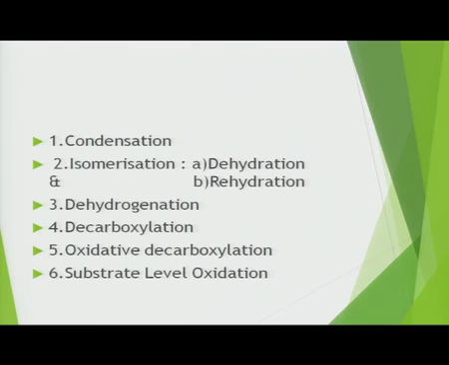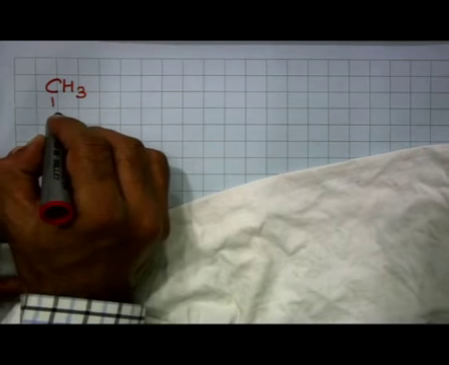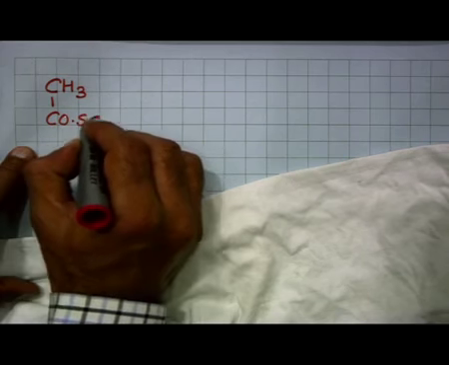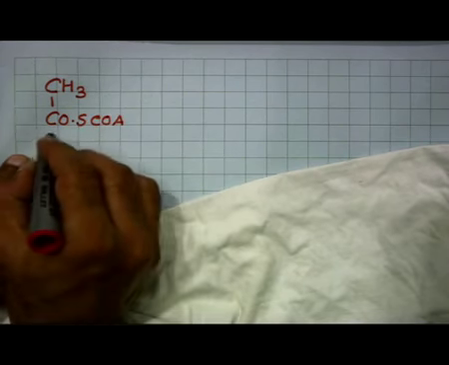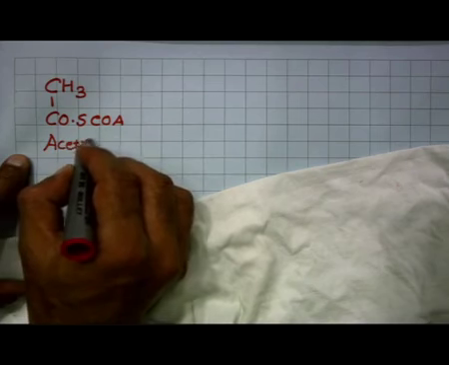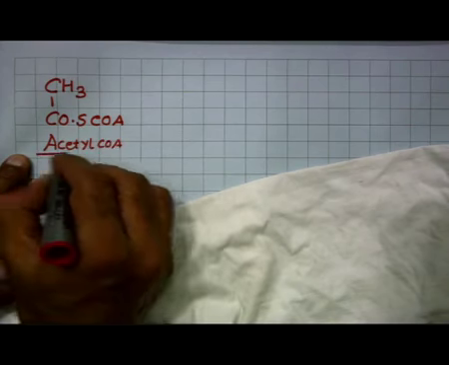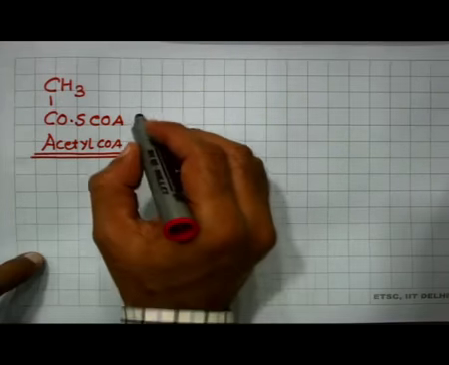First of all, the condensation process. The first step, condensation, takes place in mitochondria, and the first product formed in the oxidative decarboxylation is acetyl coenzyme. This acetyl coenzyme, which is a 2 carbon compound, is called acetyl coenzyme. We have already discussed that acetyl coenzyme acts as a substrate of the Krebs cycle.